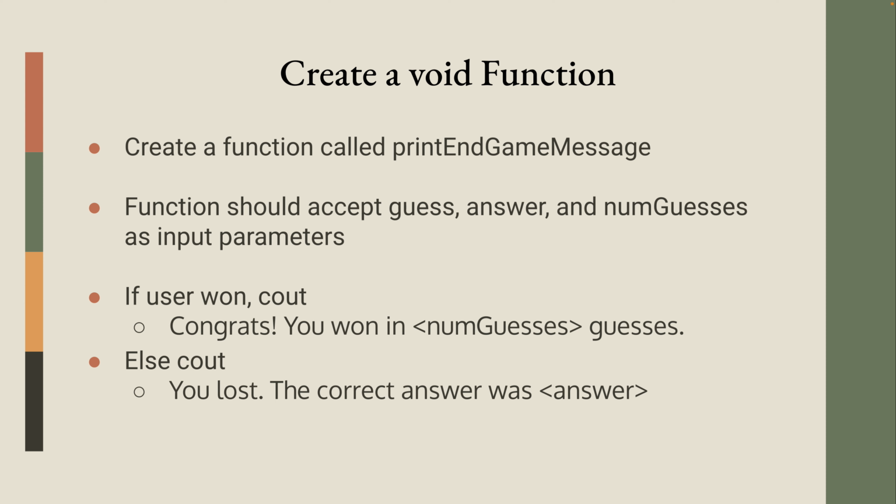Well, right now we're just creating the function. We don't need to create everything surrounding it. So with the function, we don't need it to return anything. This is a void function. Void is the data type. It's just going to return nothing. Print endgame message.